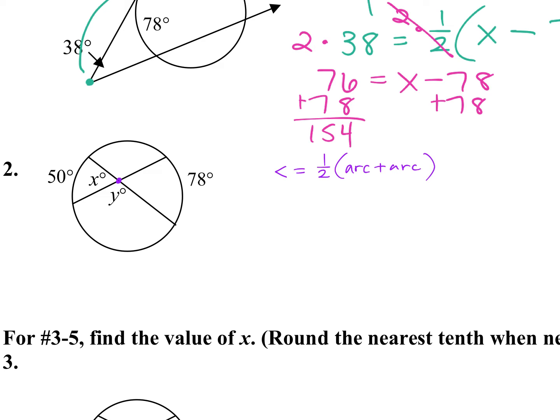What is my angle? X, okay? We don't know the arcs for Y. These would be the arcs for Y. We could find them, but we don't know them right now, so we're going to start with X, okay? The angle equals half of what? 50 plus 78, right? This is the intercepted arc for X, and this is a vertical angle to that, so the intercepted arc over here is 78. So you just plug that into your calculator. Half of 50 plus 78 is 64.